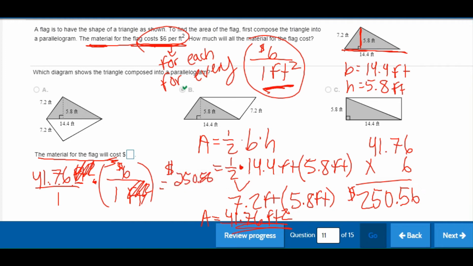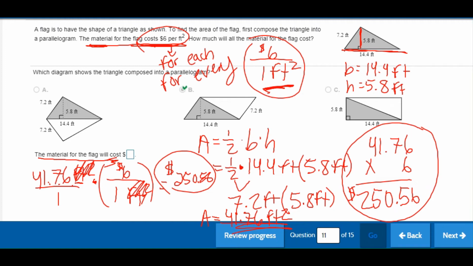So you can use conversion factors, or you can just use common sense. For every square foot, you're going to pay $6. So for 1 square foot, you're going to pay $6. For 2 square feet, you're going to pay $12. For 3 square feet, you're going to pay $18. And that is repeat addition: 6 plus 6 plus 6 plus 6. Keep adding, and you can easily get to your answer.